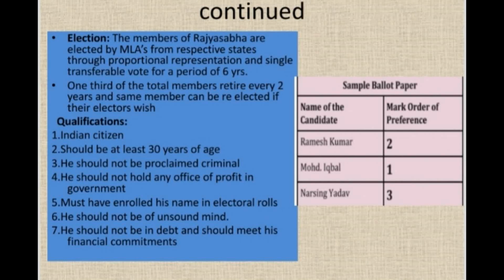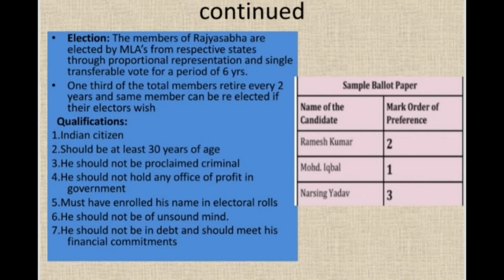Suppose, for example, an MLA gets this ballot paper and has to vote for the listed candidates. What the MLA has to do is give his order of preference to the listed candidates who are contesting. For example, in this slide we have Ramesh Kumar, Iqbal and Narsingh Yadav as contestants.